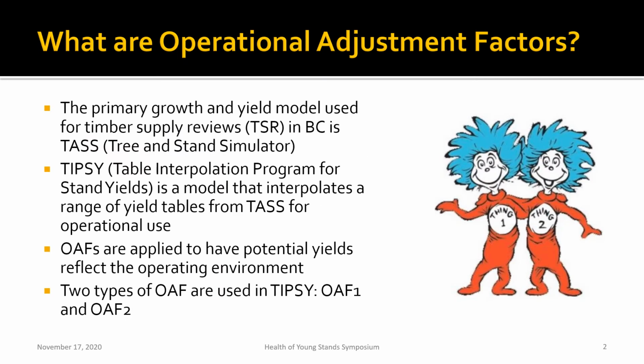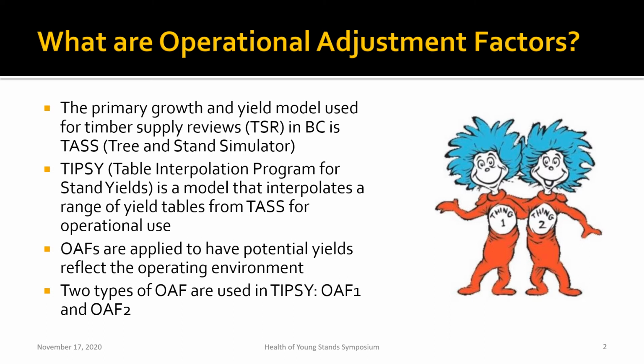So, what are operational adjustment factors? First, a little background. The primary growth and yield model used in BC for timber supply is TASS, the Tree and Stand Simulator. As you might guess, it's a bit of an overly complicated model and not meant for everyday use. So the modelers have derived another submodel called TIPSY, the Table Interpolation Program for Stand Yields. This model basically takes a range of yield tables from TASS and, based on initial stand characteristics provided by the user, creates a yield projection.